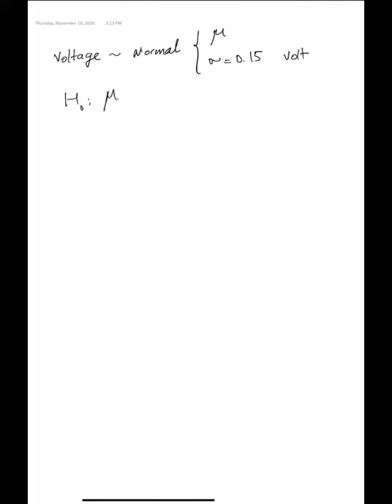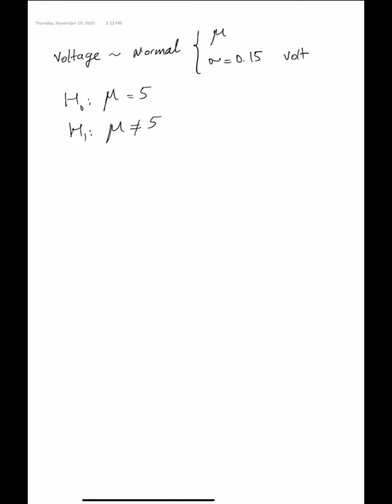So our random variable here is the voltage of the power supply in a PC, and the voltage, as we can see in the problem, has been set to have a normal distribution with average mu that we don't know, and the standard deviation of 0.15 volt. And our null hypothesis is that the average voltage of these PCs is 5 volts, and our alternative hypothesis is that the average is not equal to 5 volts.